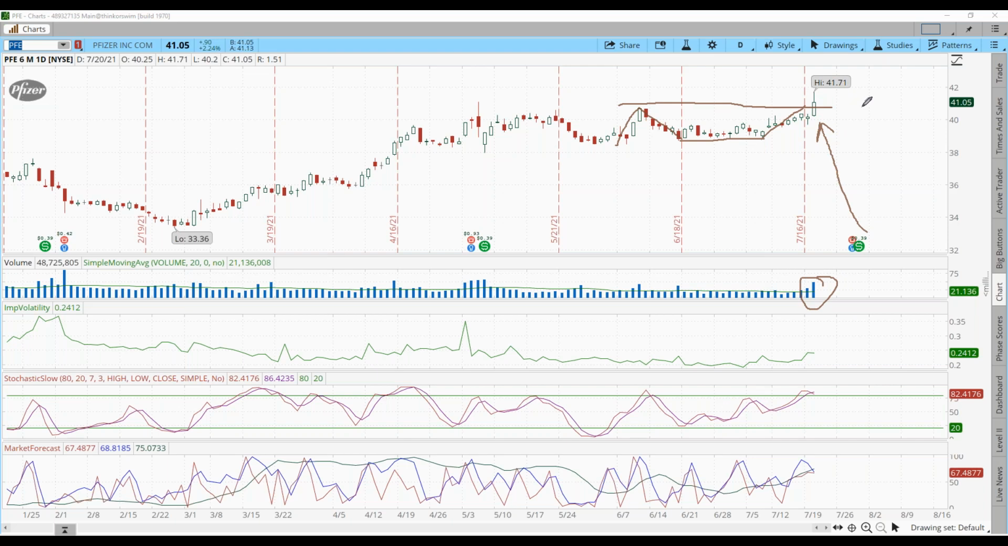The biggest problem with today for me is the fact that it didn't hold anywhere near its high. The buyers, that's not all buyers. The buyers didn't hang on to it way up here at 41.71. They gave back 70 cents by the end of the day. For me, there's not enough there. Like I said, there's not always a pattern. There's not always a trade.